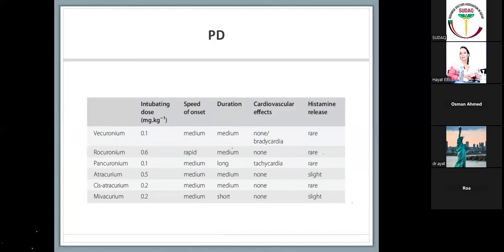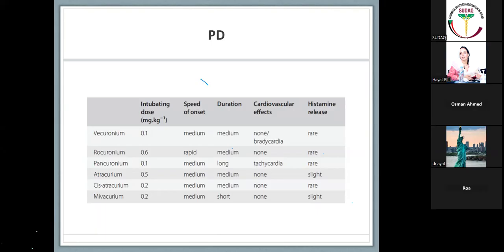So again, in terms of pharmacodynamics, we mentioned the intubating doses of each of them. We said that rocuronium will usually be given in a larger dose because it is less potent, and that will speed up the onset time. So we use it as a substitute for succinylcholine for rapid intubation. All the rest have a medium onset time. The duration, apart from pancuronium, is very long, and mivacurium is very short. The rest are all medium.